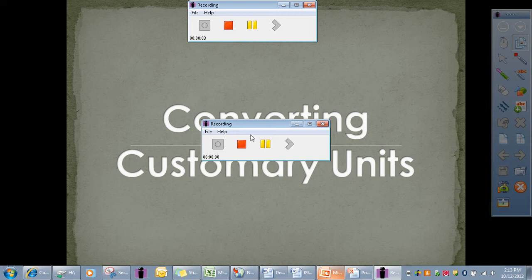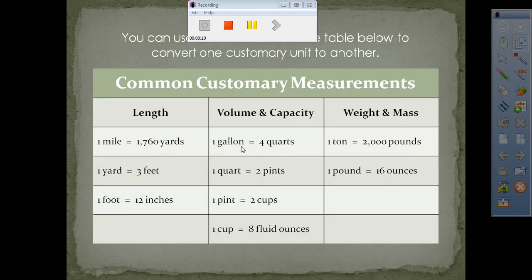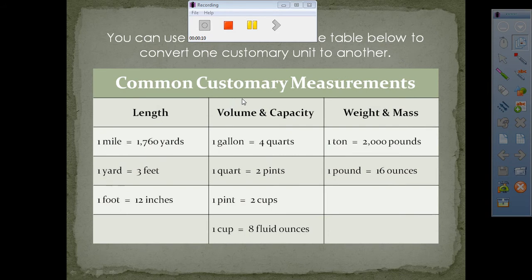Converting customary units. You can use the table below to convert one customary unit to another. A version of this table is also available on your STAR reference chart. If you notice, it gives you equivalent measurements. So here you can see that 1 gallon equals 4 quarts, 1 quart equals 2 pints.